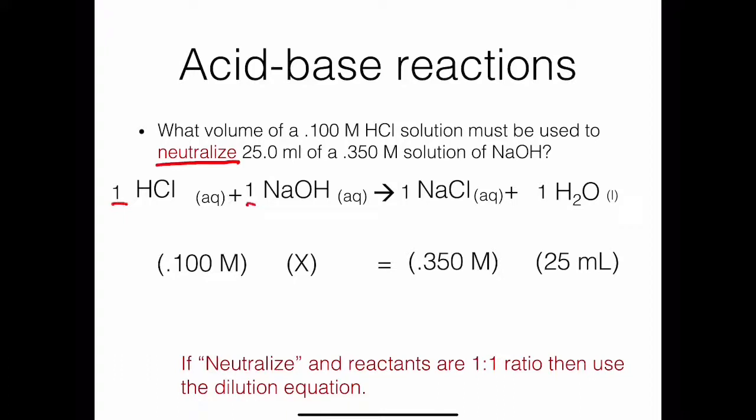If you do not have a 1-to-1 ratio, you need to use the stoichiometry and the balanced equation through just straight unit conversion to be able to solve this problem. The dilution equation will not work if you do not have a 1-to-1 ratio.